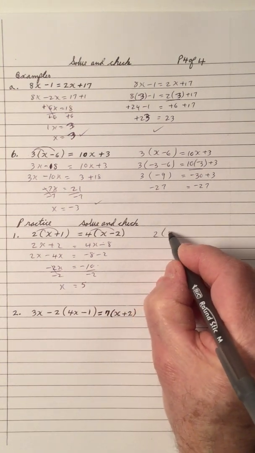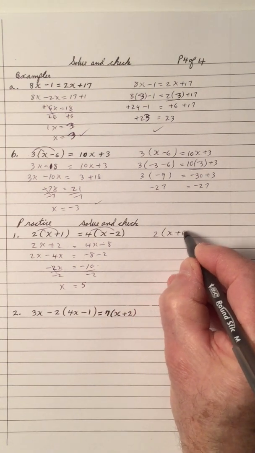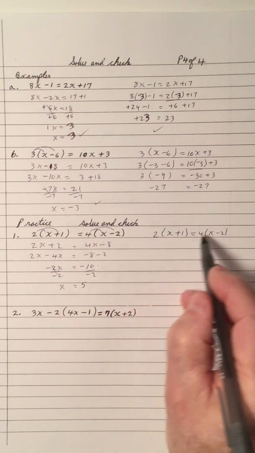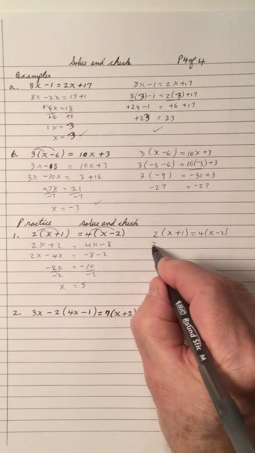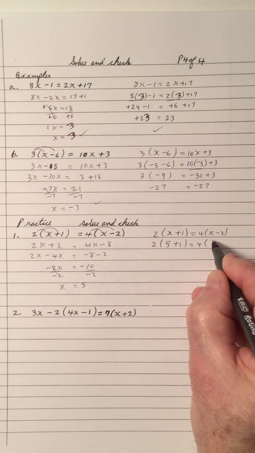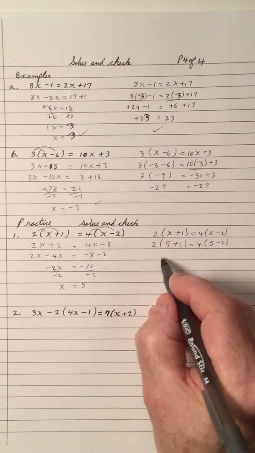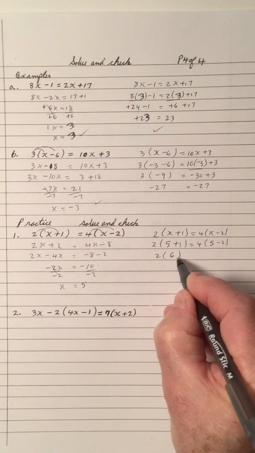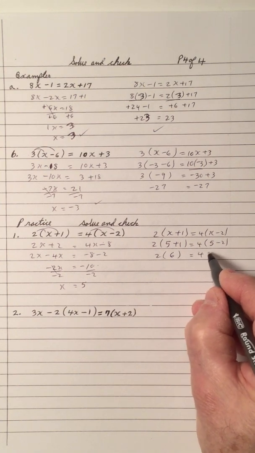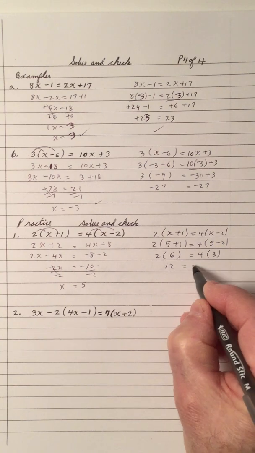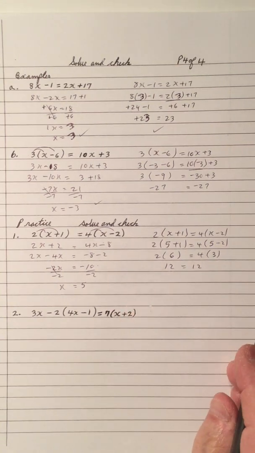Let's see if I'm right. Sometimes you do make mistakes, so just be careful. There's the original equation. Now I'm subbing in a 5. 5 is going into the place of x. I have to do the PEMDAS. I have to do the inside of the brackets first. And I multiply to get a 12. So 5 is a root.